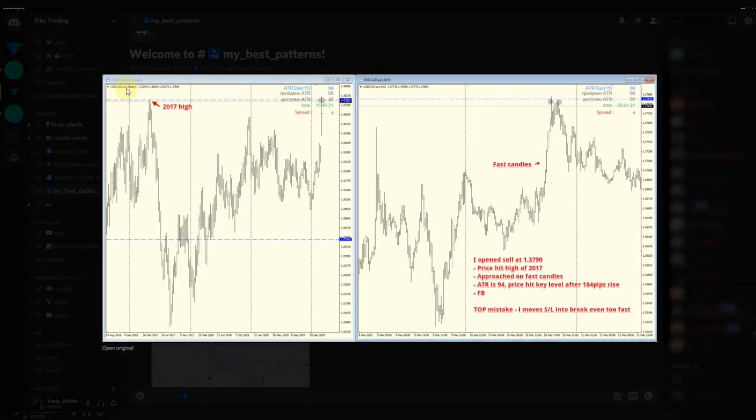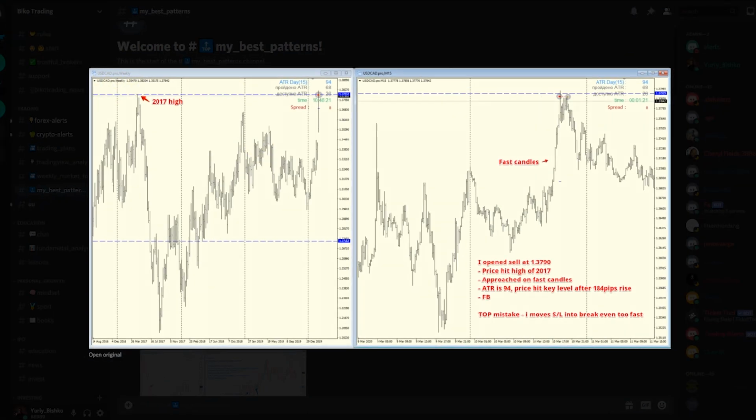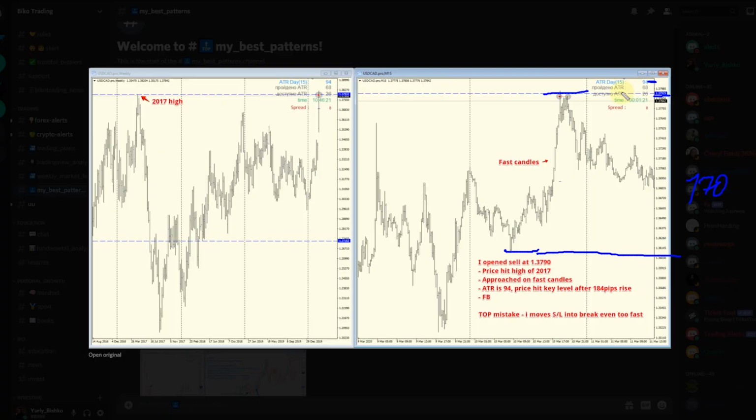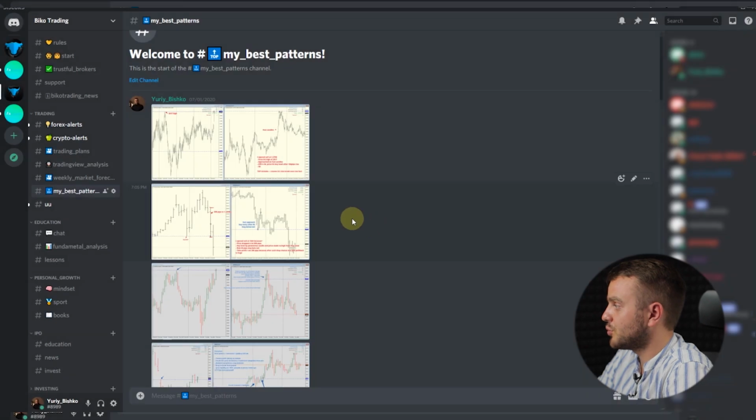Another example, USD Canadian. At that day, I remember when price rose up from this point to this point, as you can see, nearly 170 pips, with ATR at that time 94. It is nearly double ATR and a false breakout of a powerful key level, and after that price did this pullback. Risk reward here was 1 to 7. That's a beauty. That's why you should use it.